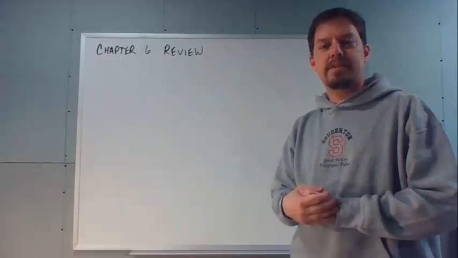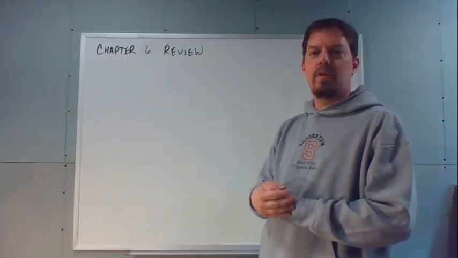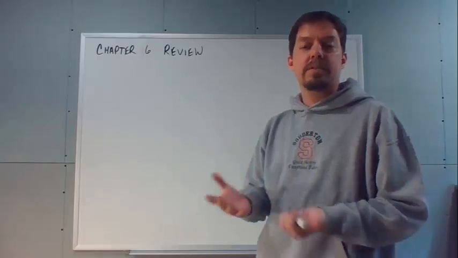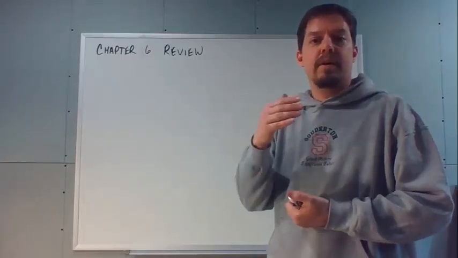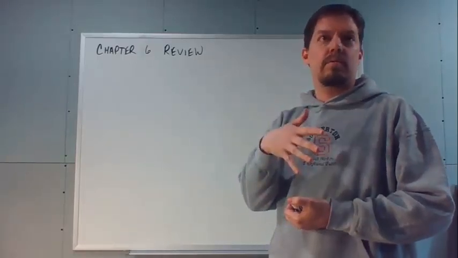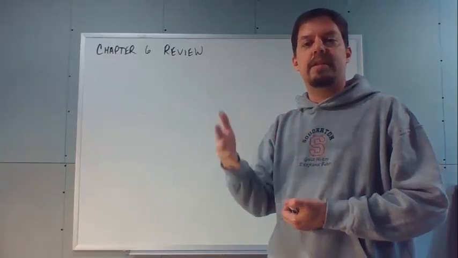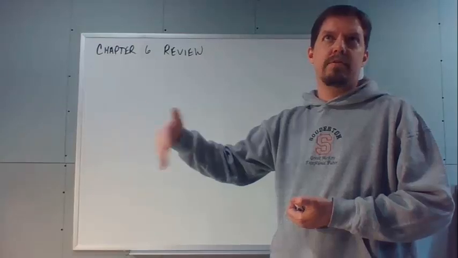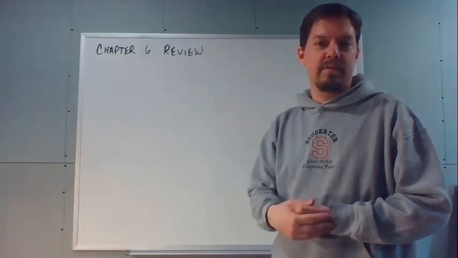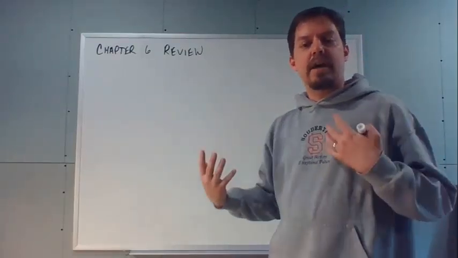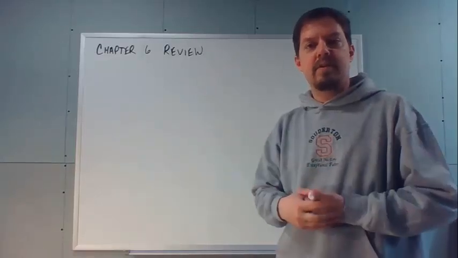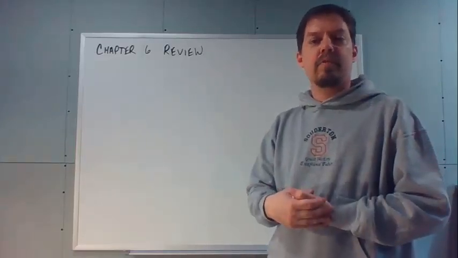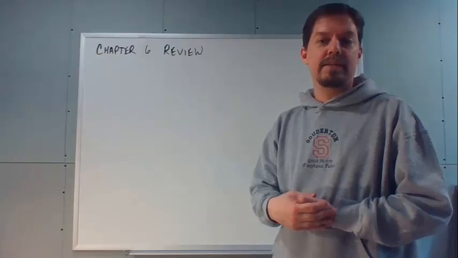All right, so Chapter 6 review is all of the quantum stuff. So it starts with electromagnetic radiation, gets into the Bohr model, goes all the way through Schrodinger's equation and orbitals and electron configuration. So it's kind of a heavy chapter. There's a lot of stuff that goes into that. So I'll give you a quick overview again of all of that stuff.